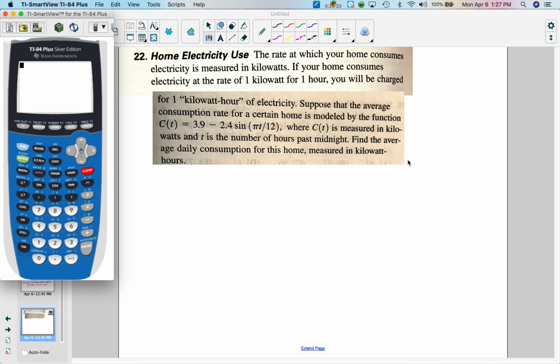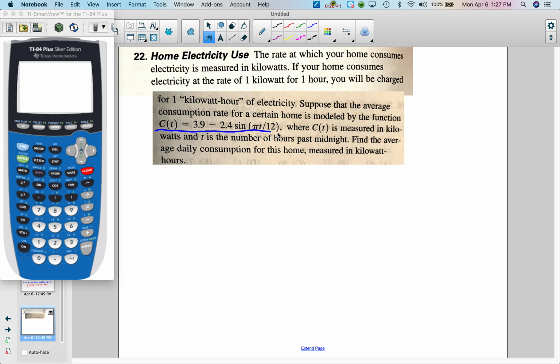Okay, so this one, the rate at which your home consumes electricity is measured in kilowatts. If your home consumes electricity at the rate of 1 kilowatt for 1 hour, you will be charged for 1 kilowatt hour of electricity. Suppose that the average consumption rate for a certain home is modeled by the function. So this function right here, they're telling you, is the average consumption rate. So it's a rate. So you want to pay attention to that. Where C of t is measured in kilowatts and t is the number of hours past midnight. Find the average daily consumption for this home measured in kilowatt hours.